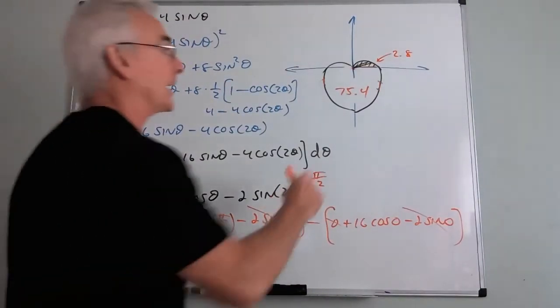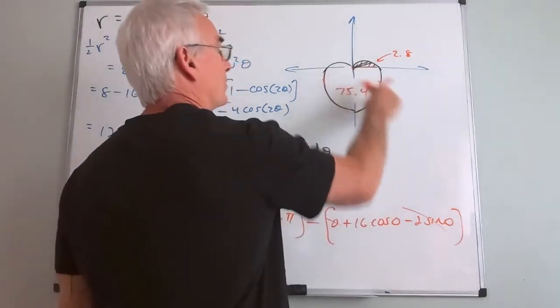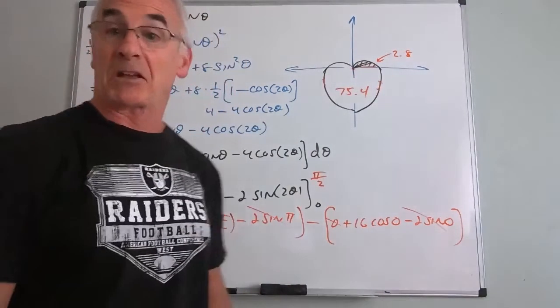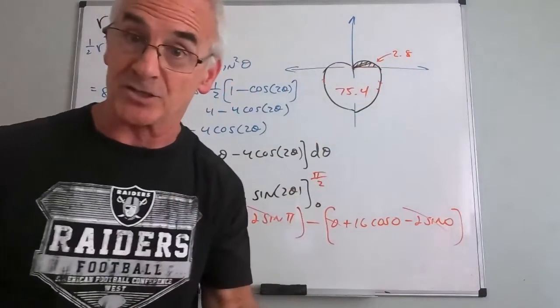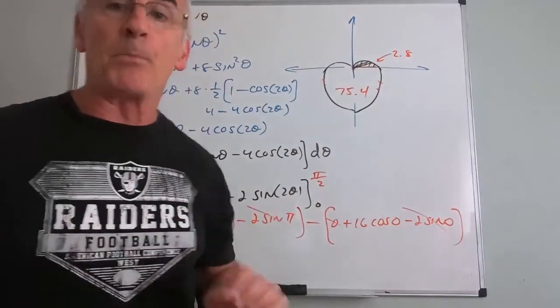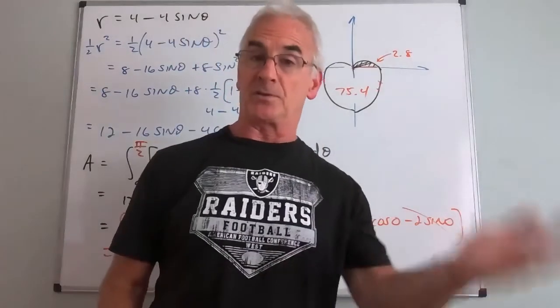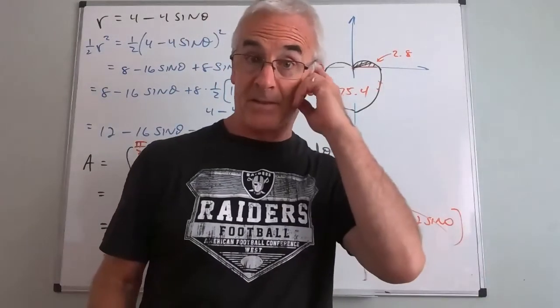What if I only wanted the part below the x-axis? I could do that. I just changed my limits. What if I only wanted those two pieces? I can do that. I just changed my limits. If I only want a portion of it, I just change the limits so that it is appropriate. Okay, that's it.